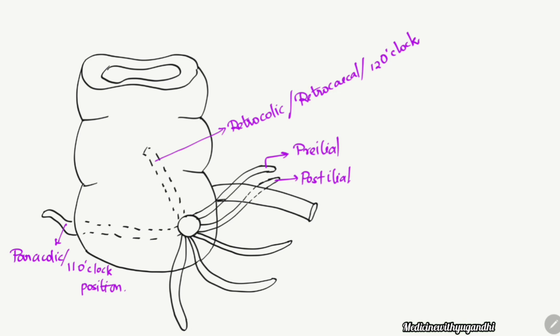Of these two types, post-ileal is the most dangerous. It is also given another name, that is the 2 o'clock position or splenic position.